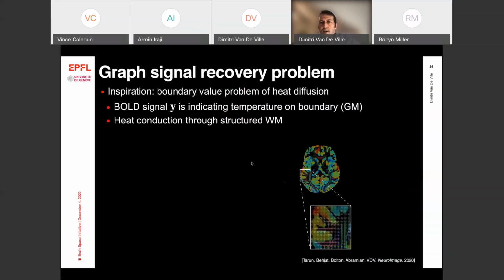So this again can be solved by graph signal processing, and it's a graph signal recovery problem. In a certain way, the inspiration also comes from the boundary value problem of heat diffusion. You can consider the gray matter as a plate where you have a certain heat pattern, and that is now diffusing inside the brain on the white matter structure. So you have this heat conduction throughout the structured white matter.